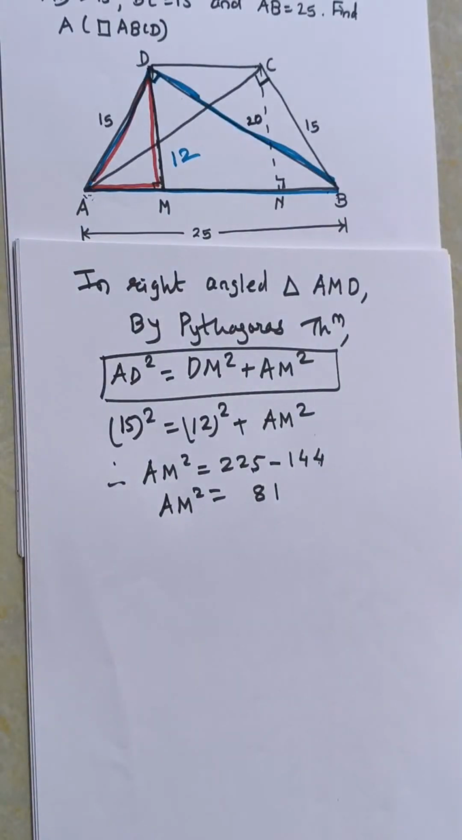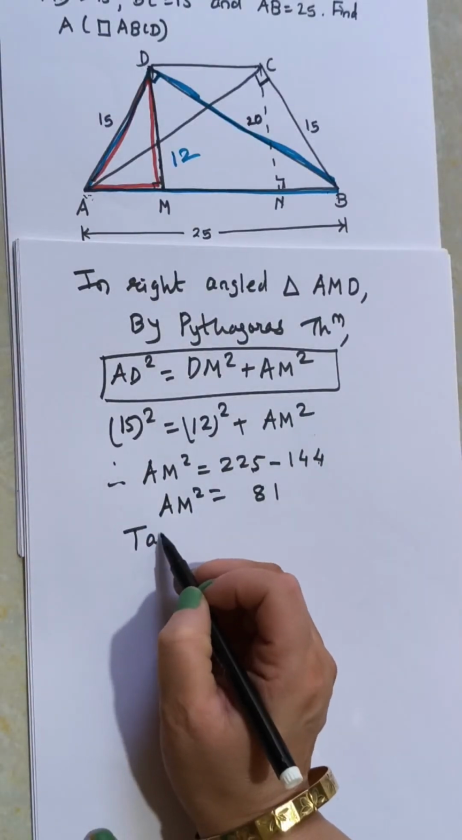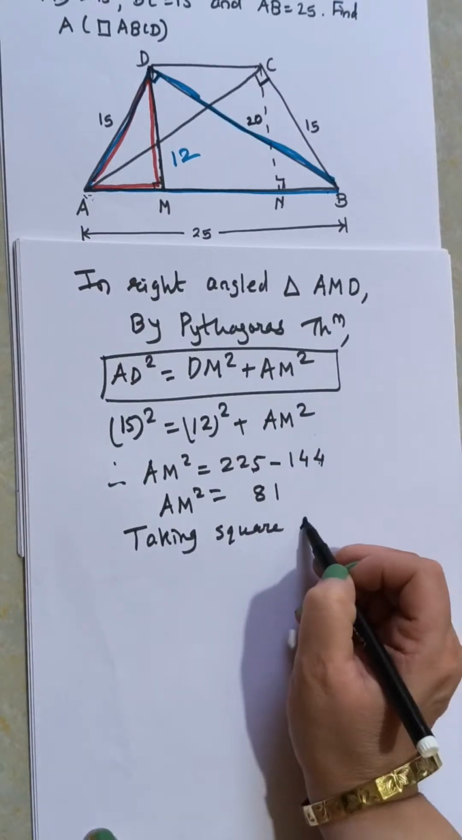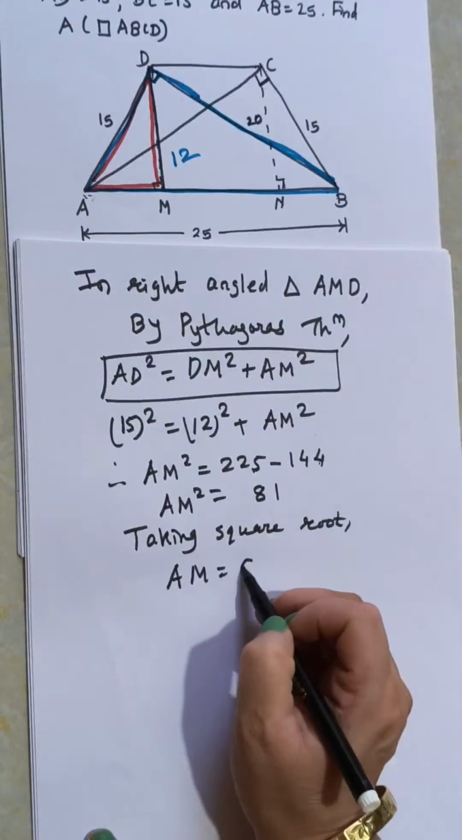So let us take square root of 81. So what is the square root of 81? Everybody answer. Naren, Amrut, Darshan. Very good, Shrutika. And Amrut also. Very good. You are giving very fast answers. Good. Taking square root on both the sides, AM will be 9 unit.